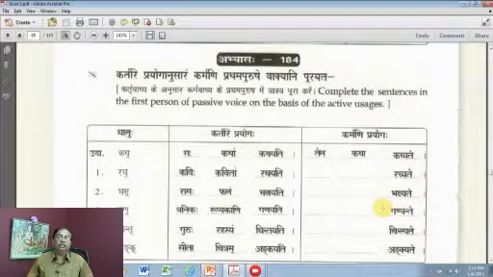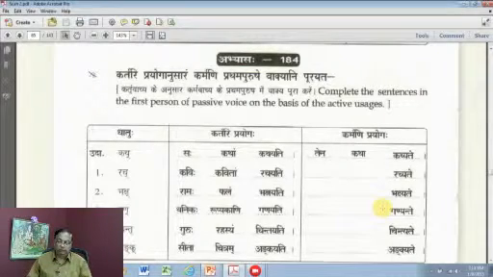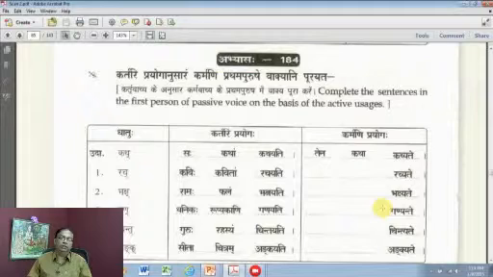So the passive verb is readily given by the book. You have to only change the subject and the object: subject to Tritiya, object to Prathama. Saha katham kathayati, he is telling a story. Tena katha kathyate, a story is told by him. He is narrating a story, a story is narrated by him.